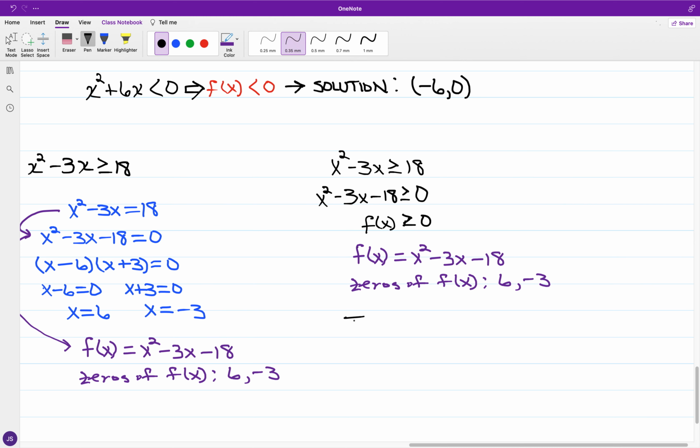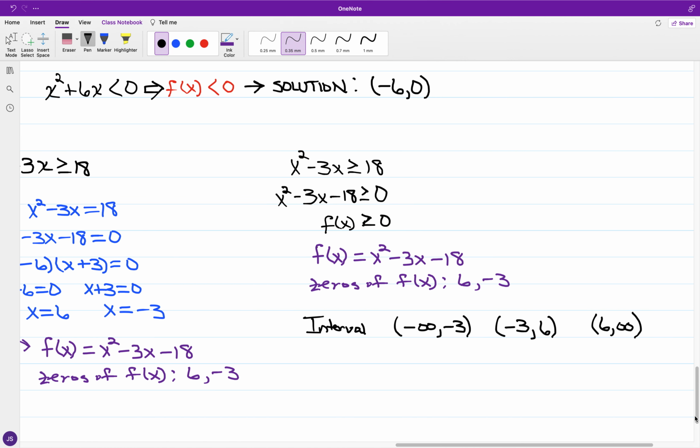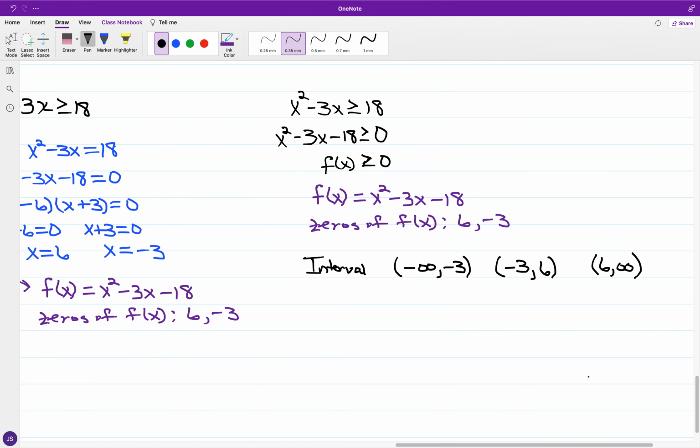And setting up our intervals, we got zeros at 6 and negative 3. Again, if I rank order, I'm going between negative infinity and negative 3. Since negative 3 is the smaller, then I have between negative 3 and 6. And with 6 as the larger and the last of the zeros, for the remaining interval we have those values of x greater than 6.